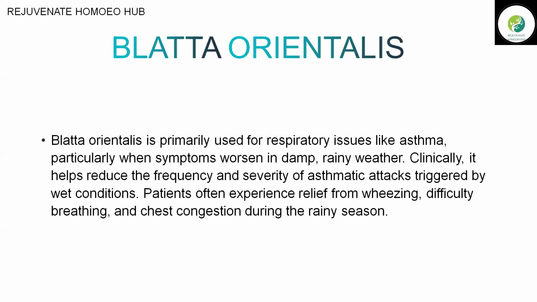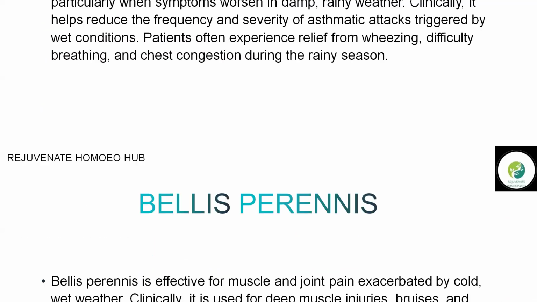Lot of obesity you can see. This is the remedy Blatta, one of the top prominent remedies for asthma. Asthma with lot of perspiration you can see in this Blatta orientalis. Asthma is one of the prime remedies. Blatta orientalis is primarily used for respiratory issues like asthma, particularly when symptoms are worse in damp rainy weather. Clinically, it helps to reduce the frequency and severity of asthmatic attacks triggered by wet conditions. Patients often experience relief from wheezing, difficulty in breathing, chest congestion during rainy season.